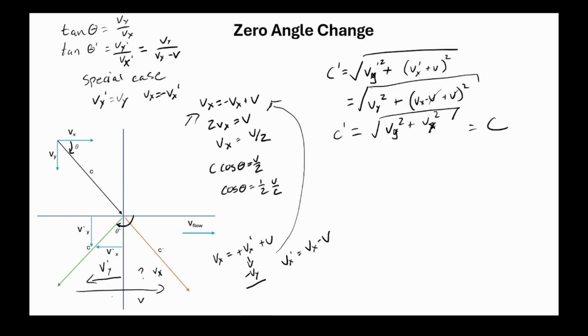It equals C. So when you have this zero change condition, your apparent velocity of light is going to be C and unchanged as it passes through the medium. Let's just look at this in a little bit more detail before we move on.